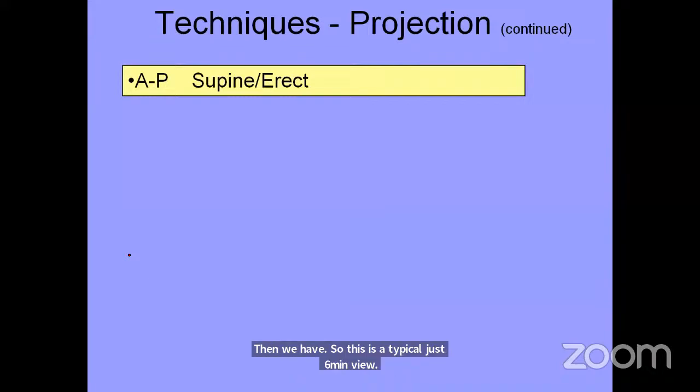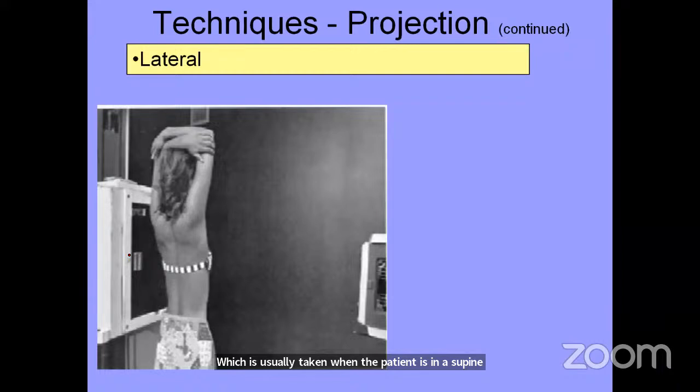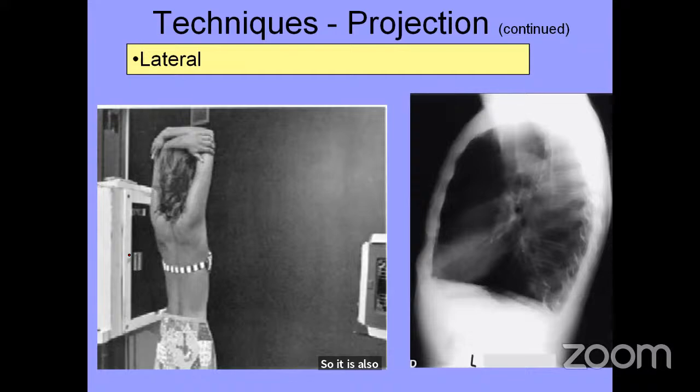The other technique is the AP, that is anteroposterior, which is usually taken when the patient is in a supine position or in an erect position in some cases. Then there is a lateral. So it is also a lateral in the standing position. So we get such X-rays.